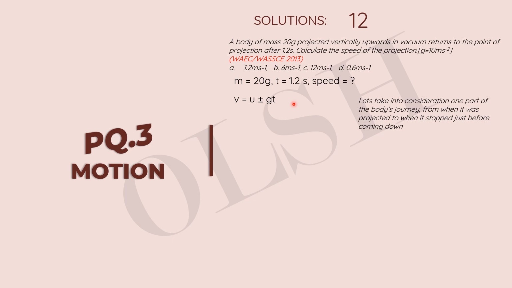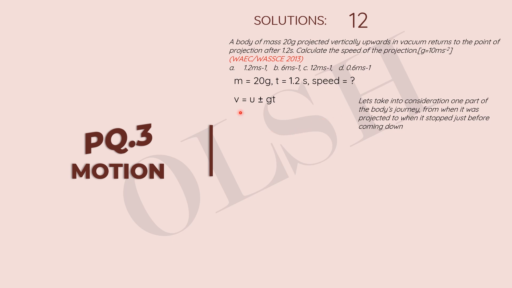Okay, so remember that this object was projected vertically upwards, and it returned back to the point of projection after 1.2 seconds. So this time consideration covers both the time with which it traveled upwards, stopped, and then fell back to its point of projection. So we're going to consider just the time it traveled from the point of projection to the point of its maximum height before falling back down.